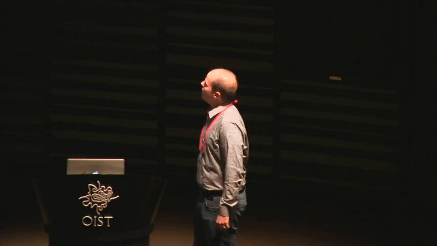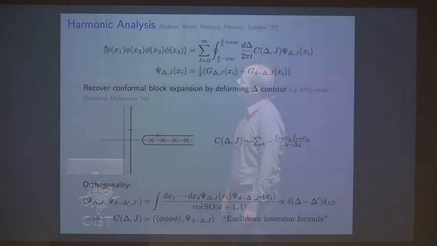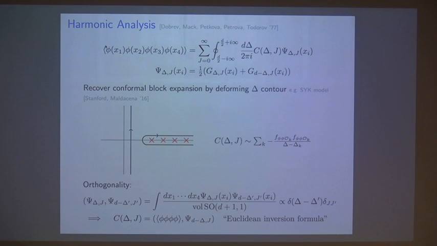OK, so in order to introduce the Lorentzian inversion formula, I need to first introduce some ancient technology. And this is the idea of harmonic analysis for the Euclidean conformal group, which was first applied to conformal field theories in the 70s. And there's this big, mostly impenetrable book about the subject that you can look at if you're interested. I hope none of the authors are watching this.